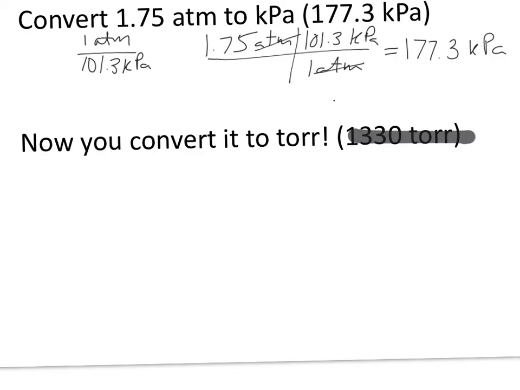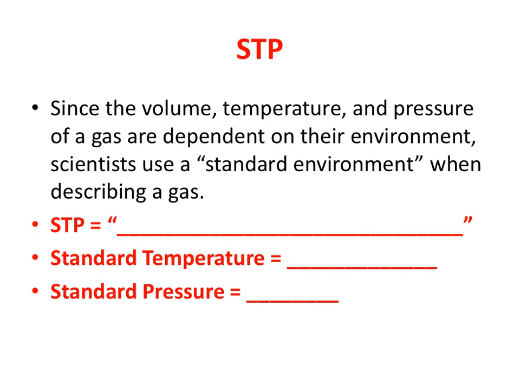All right. So now that we know what pressure is and how to deal with it, we're also going to go through some basics of some other terms and things you're going to need in order to get through this unit. When we're dealing with gases, we need to consider the volume, temperature, and pressure, and that's going to be dependent on the environment. So we actually have something that we call a standard environment, and we call it STP, and this stands for standard temperature and pressure.